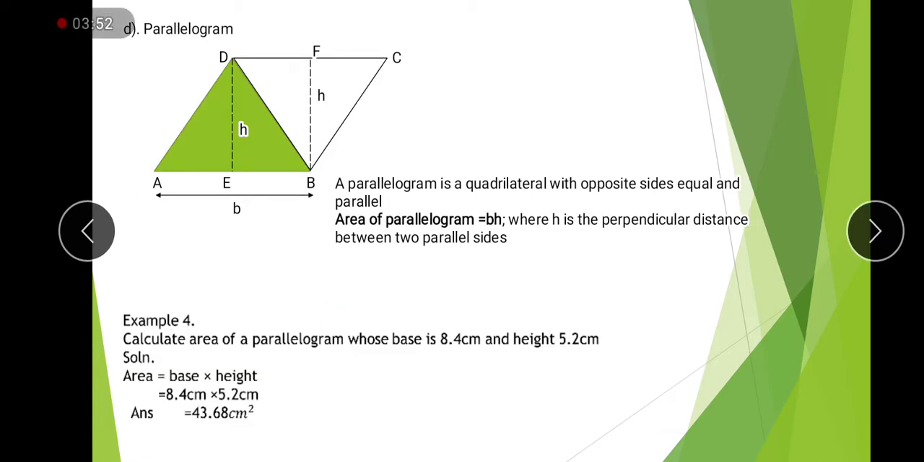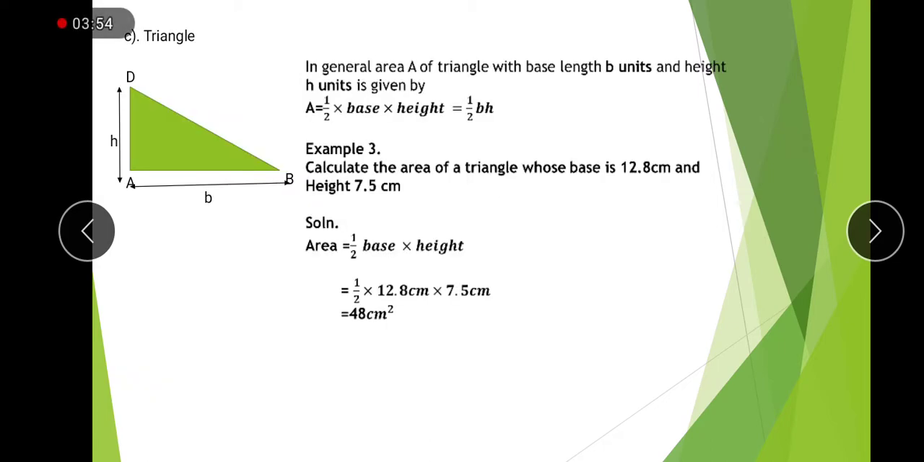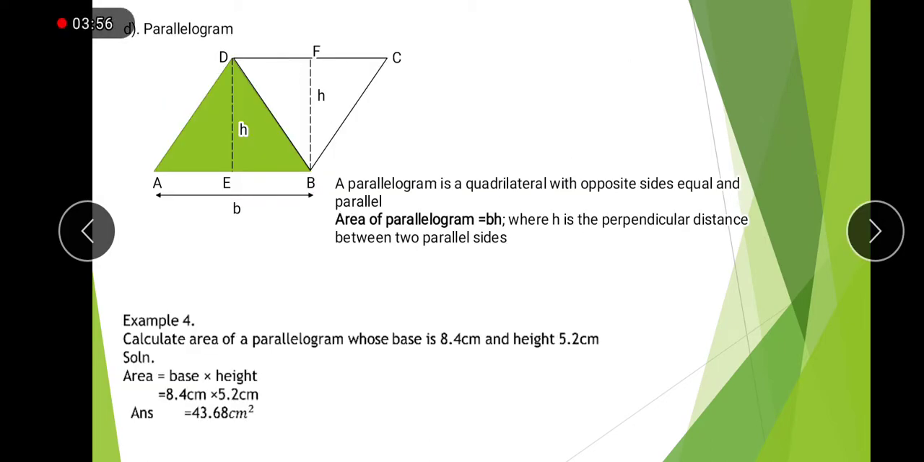Next, we go to parallelogram. We said that a parallelogram is a quadrilateral with opposite sides equal and parallel. Here is the figure of a parallelogram. This side is parallel to this, and this side is parallel to this. The length of this side is the same as the length of this side. The length of this side is the same as the length of this side. Now this h is the perpendicular height.